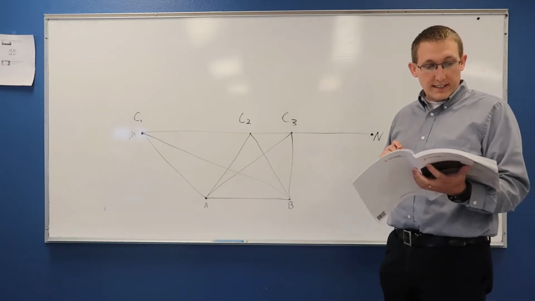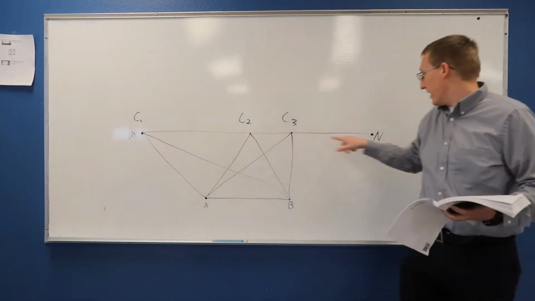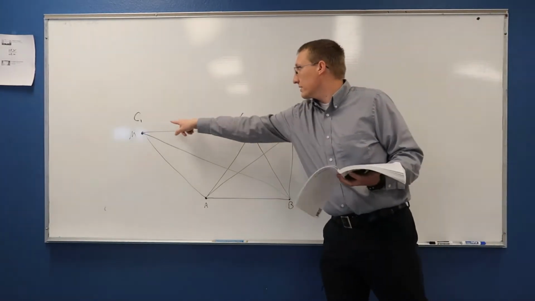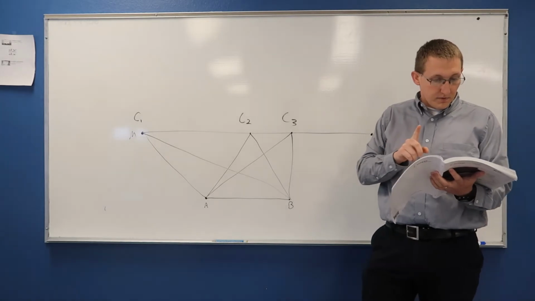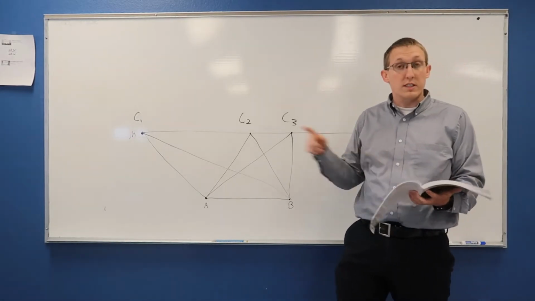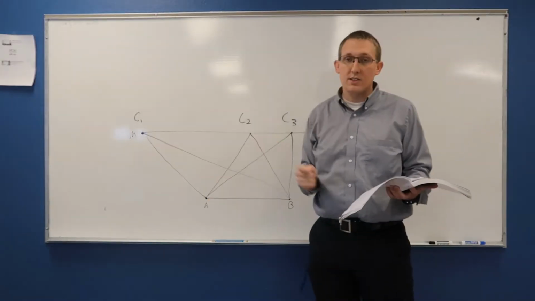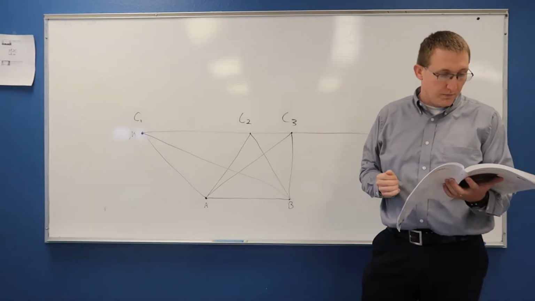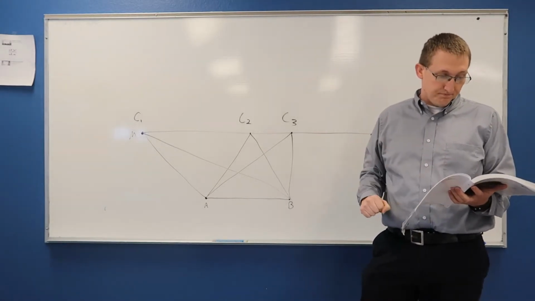Each player selects a point C on the line segment MN, and they select different C's along it, okay? The points A and B form two vertices of a triangle, and the C's are the other vertex, okay? The player who creates the triangle with the largest area wins the game.